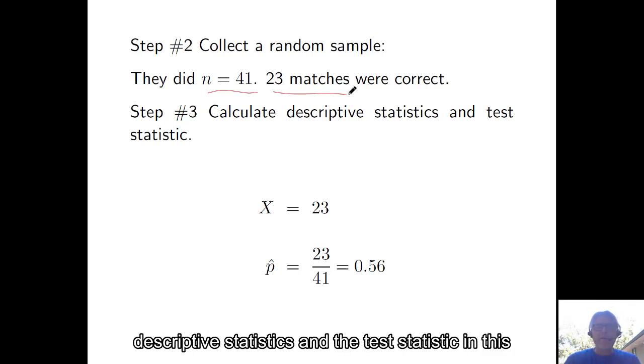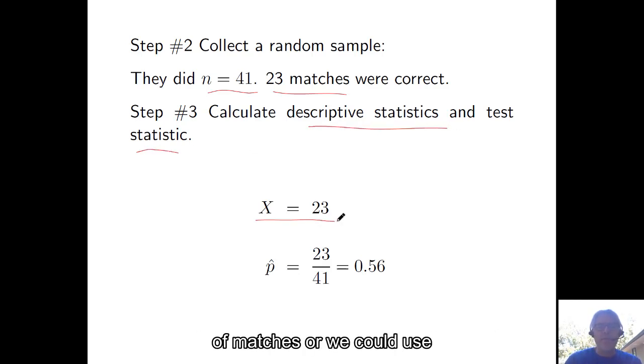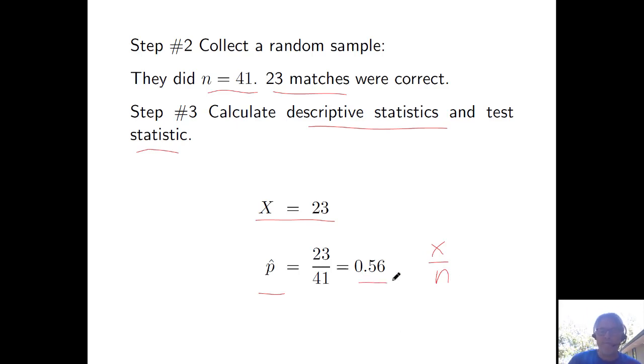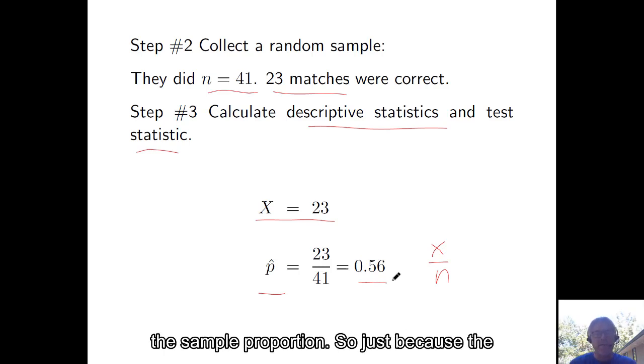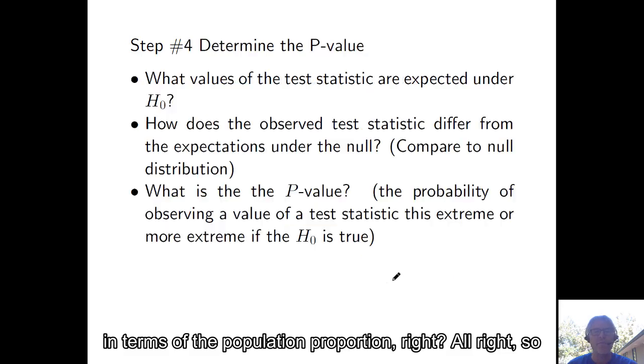All right, so the descriptive statistics and the test statistic in this example, it's really simple. It's just the number of matches, or we could use the sample proportion, 23, that's X over N. Number of successes over the total number of trials, and that's 0.56. Okay, so it's not exactly 0.5, but this is the sample proportion. So just because it differs from 0.5 doesn't mean we're automatically going to reject the null hypothesis, because the null hypothesis is stated in terms of the population proportion, right?